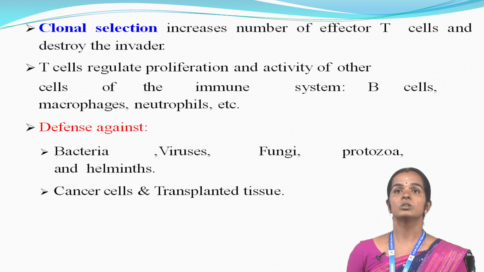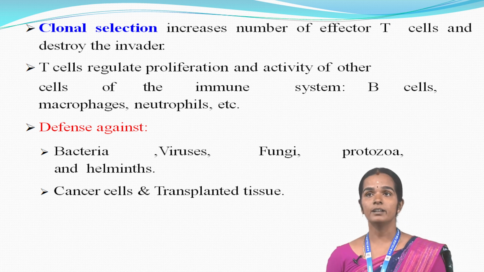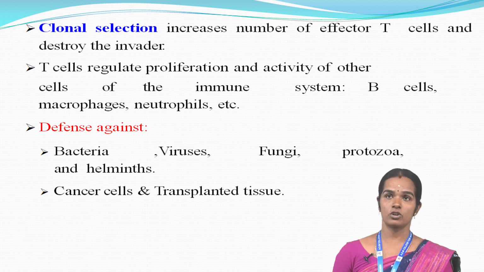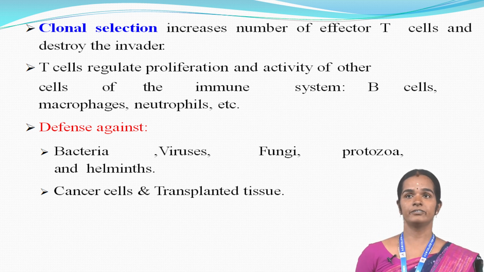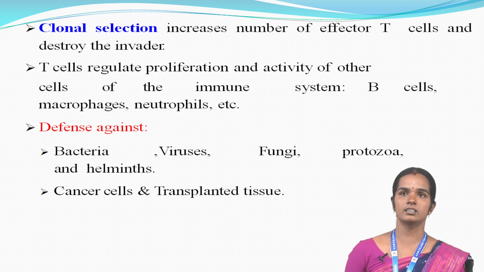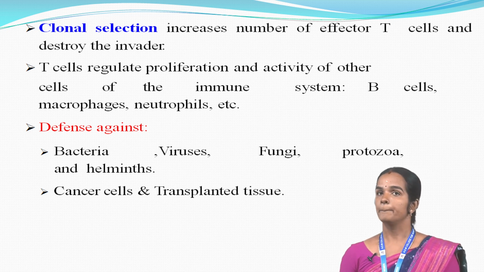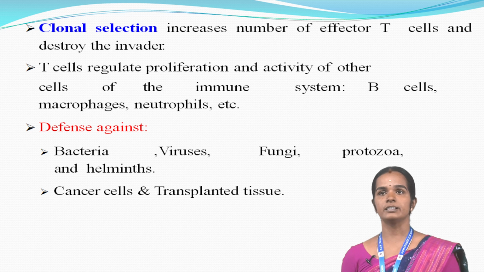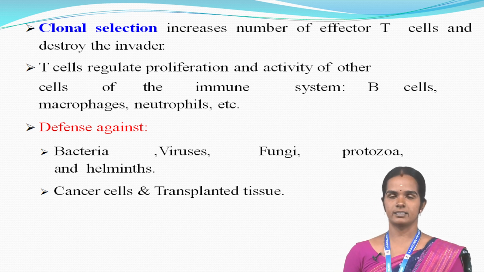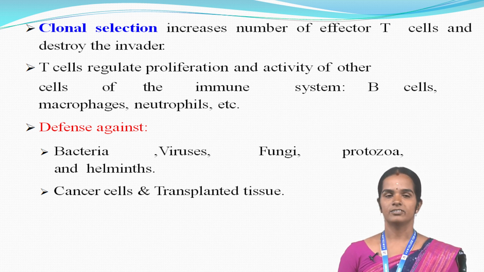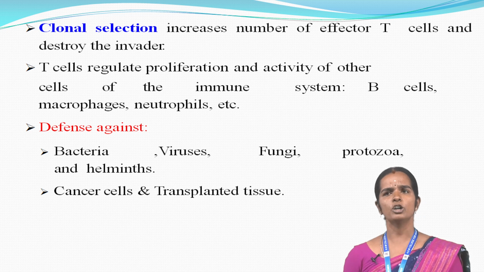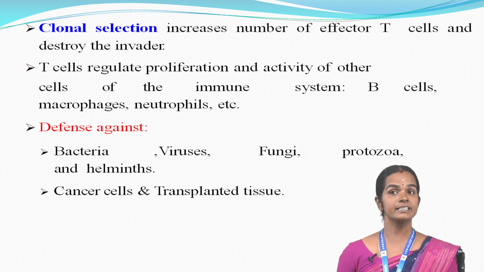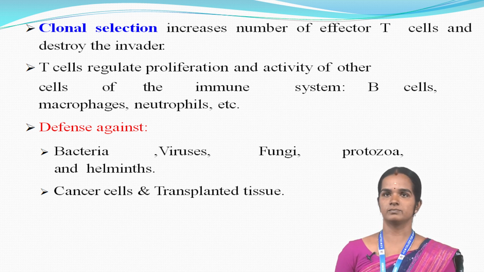Okay, this is the clonal selection. Increased numbers of effector T cells destroy the invader. T cells regulate the proliferation and activity of other cells of the immune system, B cells, macrophages, neutrophils, etc. They defend against bacteria, virus, fungi, protozoa and so on, cancer cells and transplanted tissue. Unlike humoral immunity, cell-mediated immunity is not transferred to the fetus.